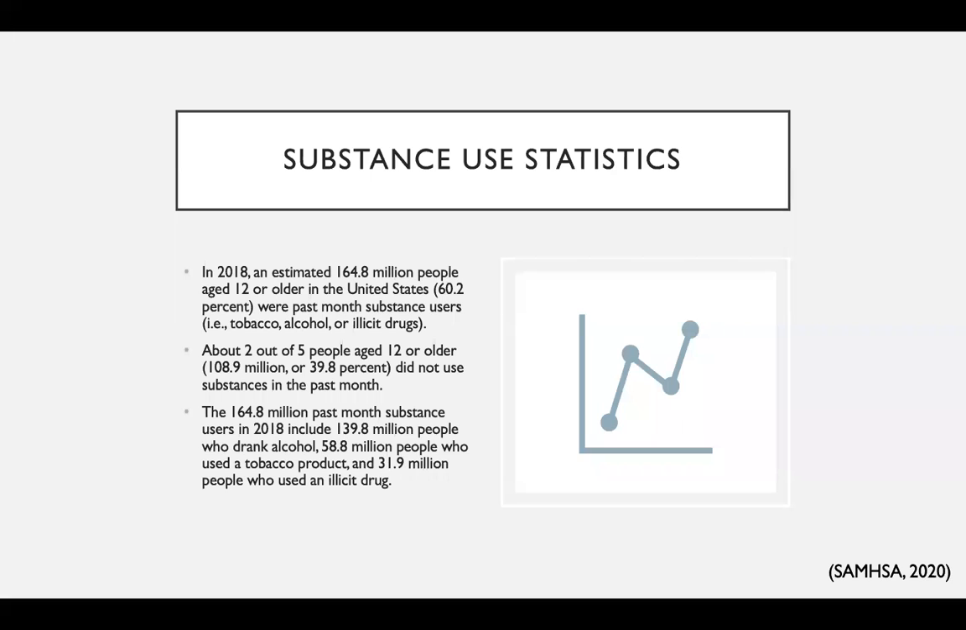When looking at substance use disorder, it's important to discuss general substance use statistics. In 2018, an estimated 164.8 million people ages 12 years or older were past month substance users. These substances include tobacco, alcohol, or illicit drugs. Of the 164.8 million users, 139.8 million drank alcohol, 58.8 million used a tobacco product, and 31.9 million used an illicit drug.